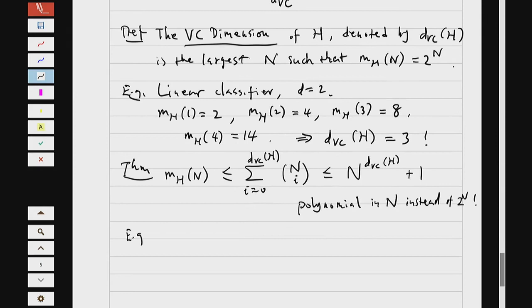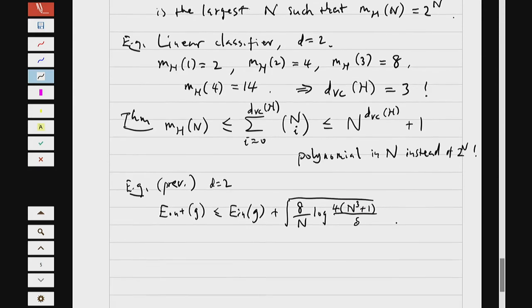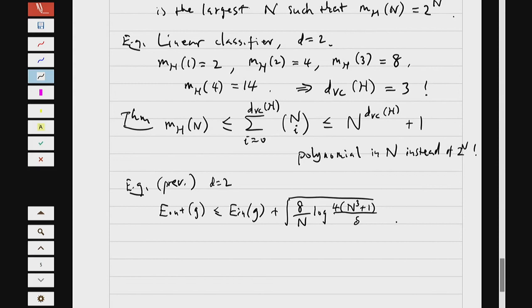So if we go back to the previous example, linear classification with d equal to 2, in that case our E out of g will be less than or equal to E in of g plus, just substitute that in here, the square root of the log of 4 times, supposed to be the growth function, but now we have N cubed, over delta. Just substituting this bound into that.